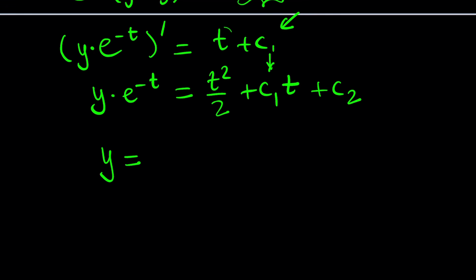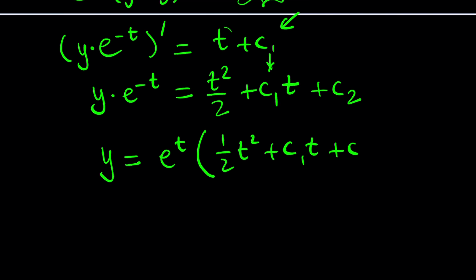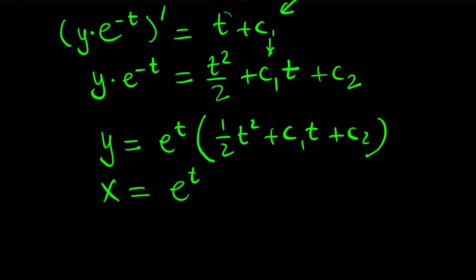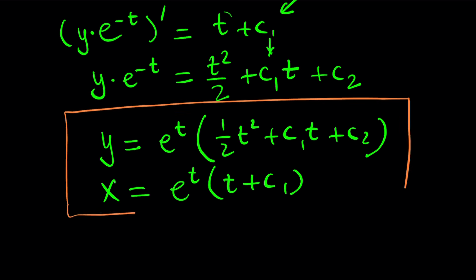Again, the same thing is going to apply. Multiply both sides by e to the t, and you're going to get something like e to the t multiplied by t squared divided by 2 plus c1t. And if you want to write the 1/2, follow the same pattern, 1/2 of t squared plus c1 times t plus c2, you'll get the solution for y. Let's go ahead and copy the solution for x, so that we have the whole thing together. And remember, x was e to the t times t plus c1. And this gives us the whole solution set.